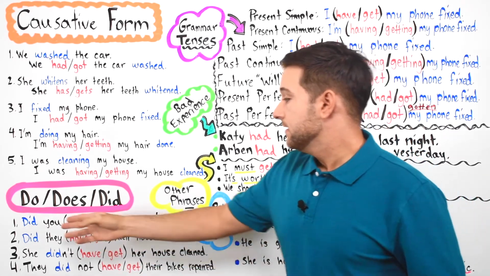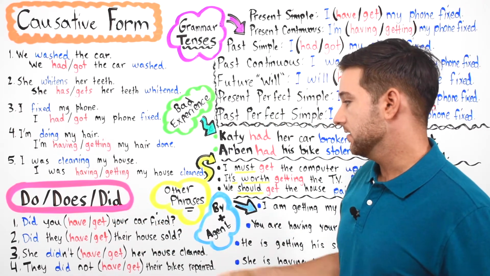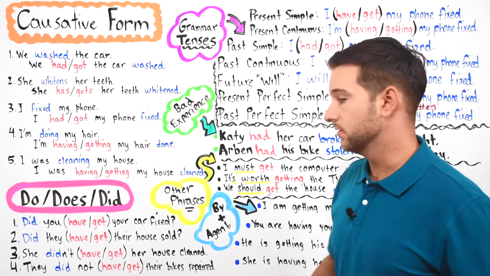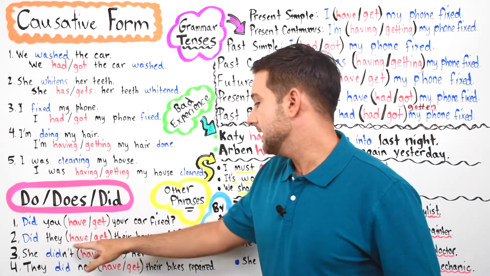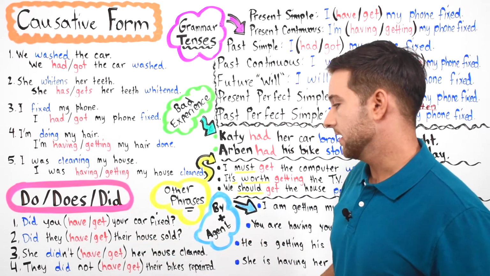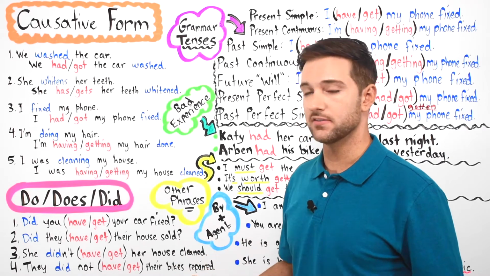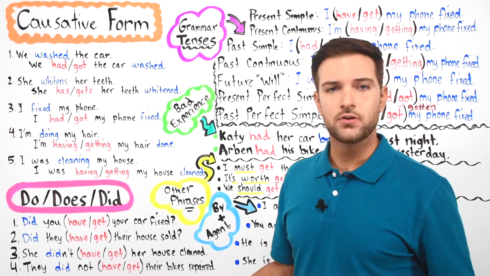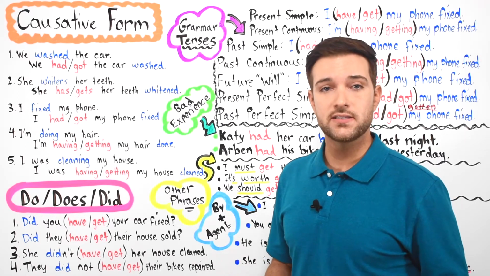For example, did you have your car fixed? Did you get your car fixed? Okay, now we're talking about somebody else fixing your car, right? Not you. Number two, did they have their house sold? Did they get their house sold? Okay, so somebody else is selling their house or has sold their house. It's a question. Did they get their house sold? By who? Who would sell their house? By a real estate agent.